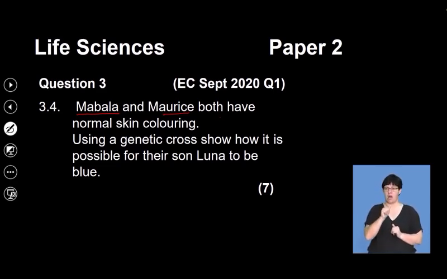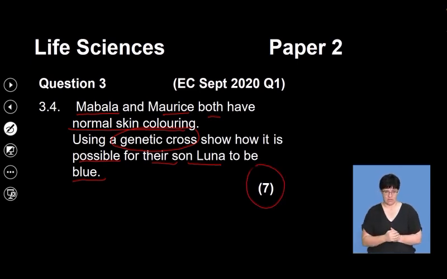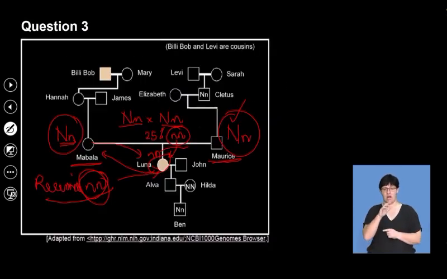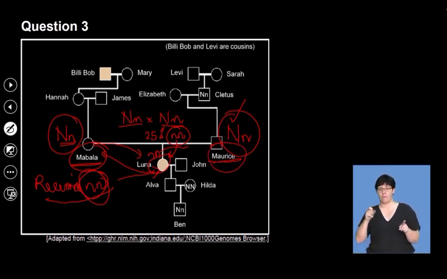Mabala and Maurice both have normal skin coloring. Using a genetic cross, guys, show how it is possible for their son Luna to be blue. And this question is a 7-mark question. So we've got to show the possibilities between Luna and Mabala having this possible. Here is Mabala, here is Maurice, and we've got to show the cross between the two. So guys, I'm going to leave that for you to ponder over during a break, and when we come back, we possibly can look at your answers while I share my answers.